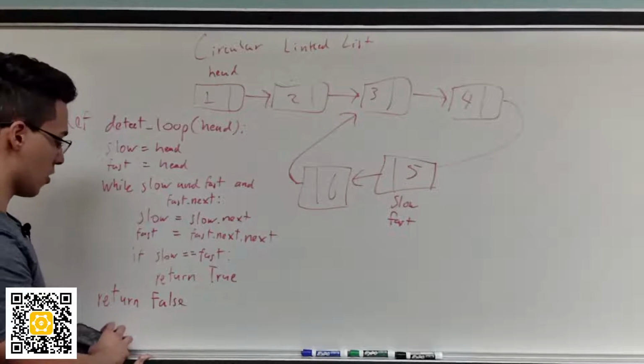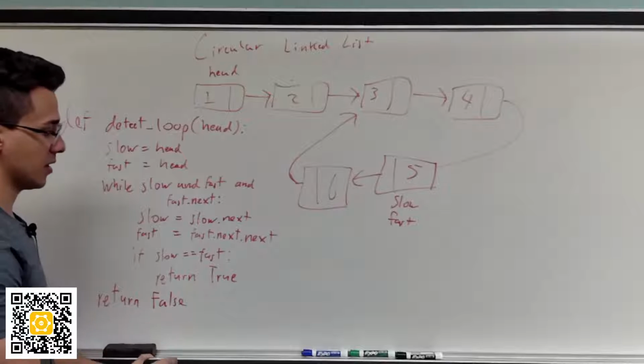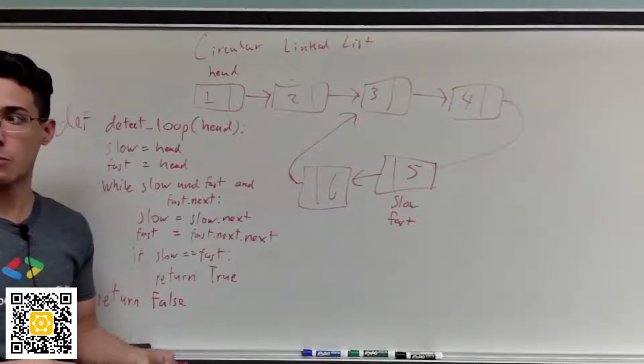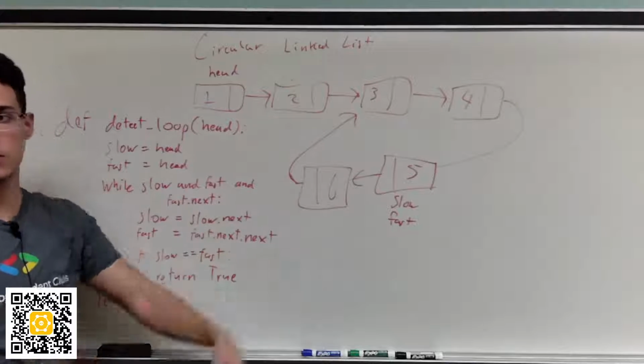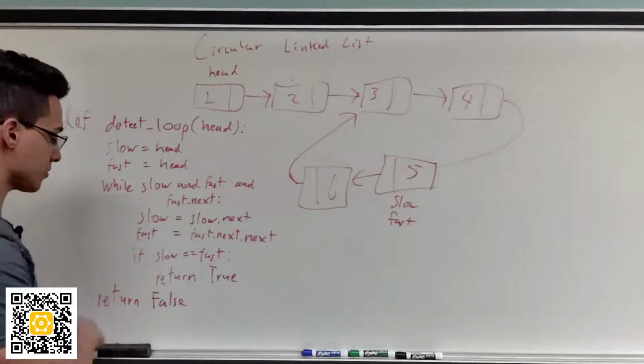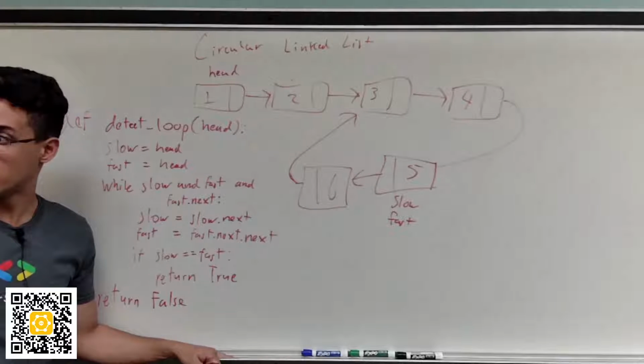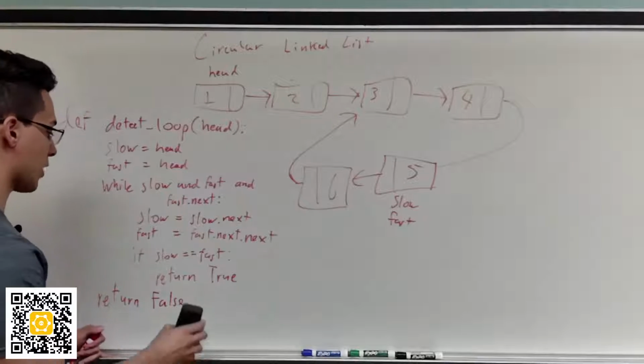So this could be done another way that is faster, but you have to use auxiliary memory that is proportional to the size of the linked list. Keeping track of every node you see? Yeah, exactly. So we would keep track of every node we see.